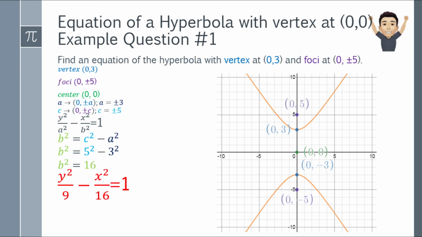Going back, substitute ko lang yung a square pati b square. So, ang magiging equation natin will be y square over 9 minus x square over 16 is equal to 1. At ayan na mismo yung final answer mo. Ayan yung final equation of the hyperbola with vertex at 0, 3 and foci at 0, positive, negative 5. Ayun yung mismong final answer. Y square over 9 minus x square over 16 is equal to 1.